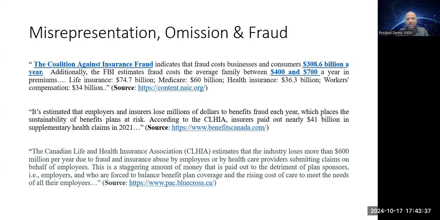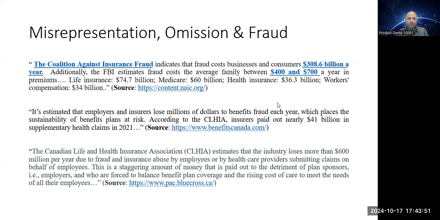It's estimated that employers and insurance companies lose millions of dollars to benefit fraud each year. According to CLHIA, insurers paid out nearly $41 billion in supplementary health claims in 2021. The CLHIA also estimates that the industry loses more than $600 million per year because of fraud and insurance abuse by employees or by healthcare providers submitting claims on behalf of employees.